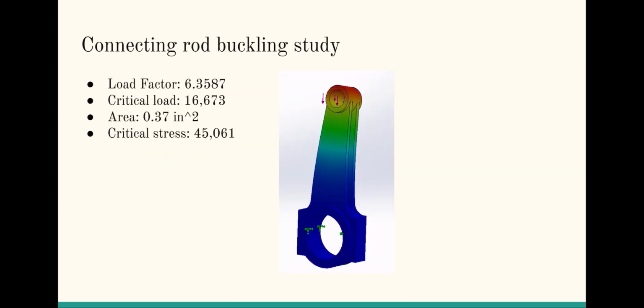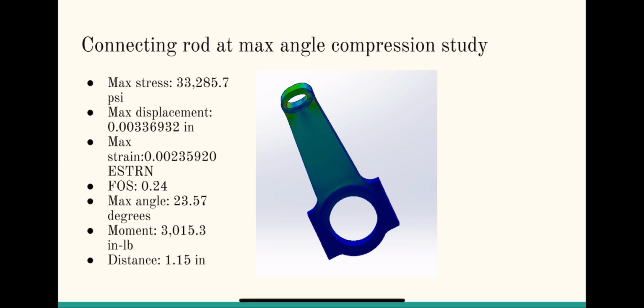The connecting rod buckling study, the load factor is 6.3587, the critical load is 16,673, the area is 0.37 inches squared, and the critical stress is 45,061. The connecting rod at max angle compression study, the max stress, max displacement, max strain are shown, and the factor of safety is 0.24, and the maximum degree is 23.57 degrees. The moment is 3,015.3 inch-pounds, and the distance is 1.15 inches.